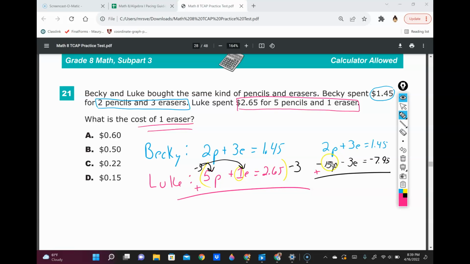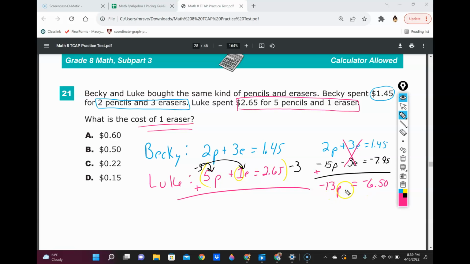Add up your P's. 2P plus negative 15P is going to give you negative 13P. These are opposites. They're going to cancel out. They are going to eliminate. That's the name of the game. Then $1.45 plus negative $7.95 is going to give me negative $6.50.